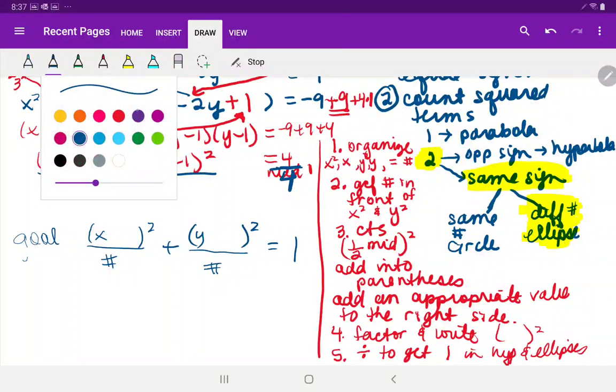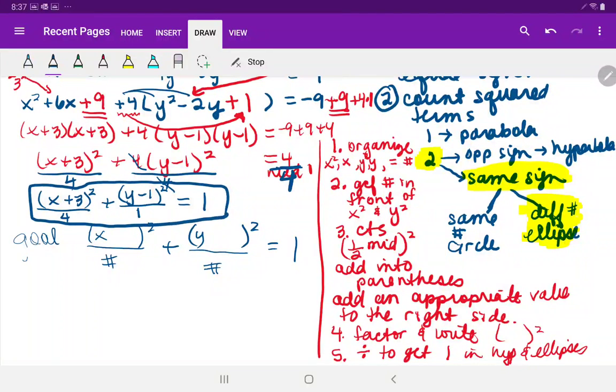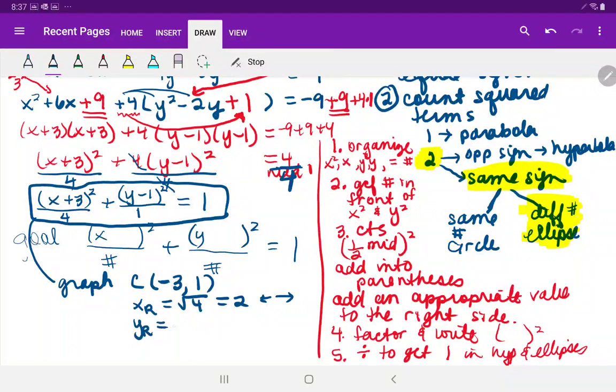And then I get, let's see what I get. I get x plus 3 squared over 4. This one, the 4's cancel, but I like to have a number underneath, so I'm going to cancel and leave it with a 1. And then 4 divided by 4 is 1. And then this would be the answer in standard form. And then I want to graph it. So the center is negative 3, 1, opposite, opposite. The x radius is the square root of 4, which is 2. And the y radius is the square root of 1.